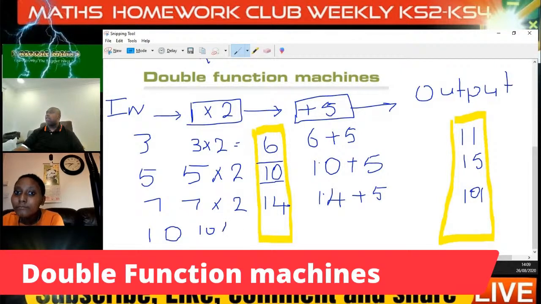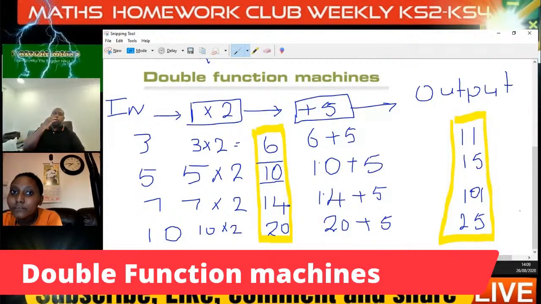10 times by 2, that's 20. And then it's going to be 20 add 5. It's going to give you 25. Okay, would you like to copy that in your book? Yes. Okay, just copy that down.